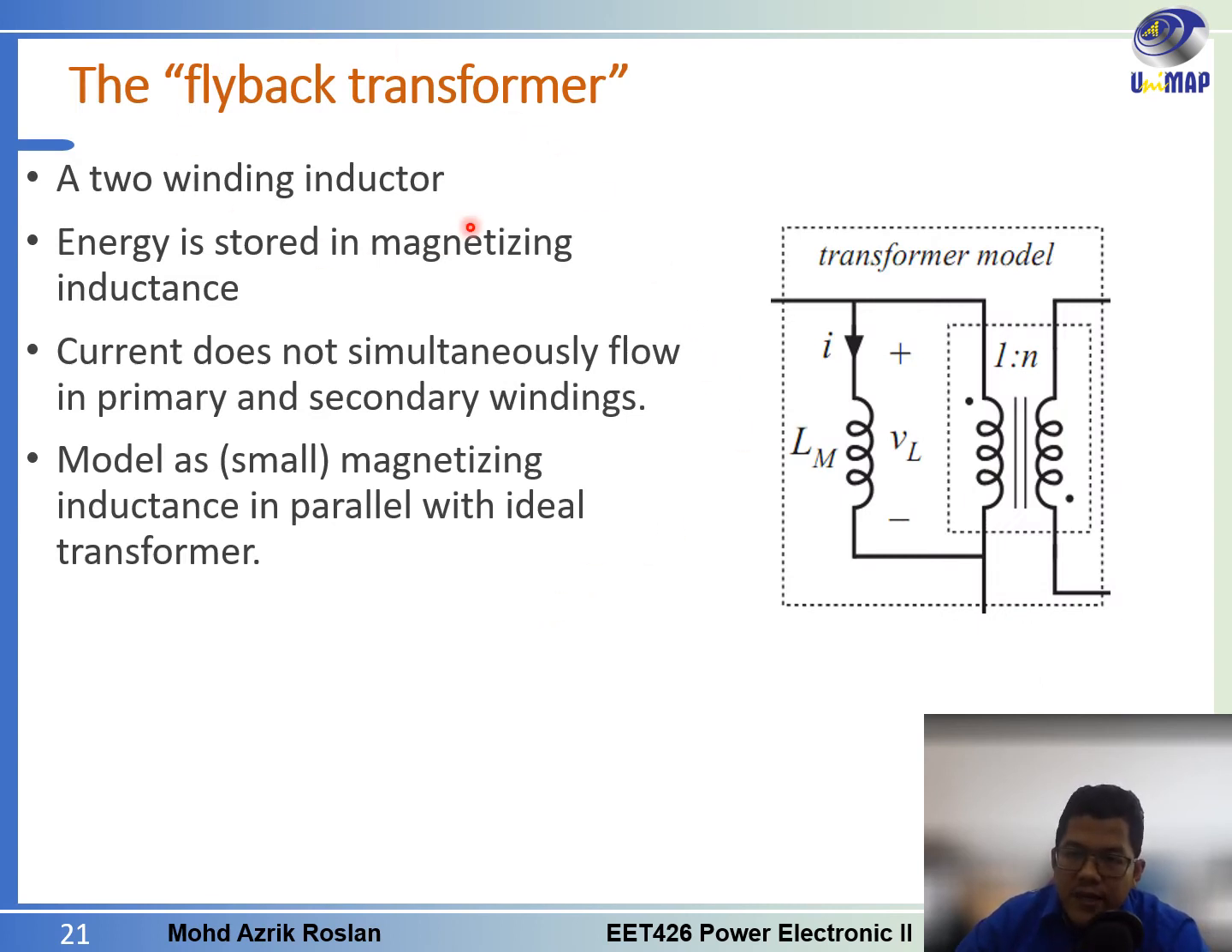So basically the flyback transformer is just a two winding inductor, separated in terms of transformer primary and secondary, and energy is stored in the magnetizing inductance here. The current does not flow simultaneously in primary and secondary. During the turn on time, the current flows here and the energy is stored here. And then when the switch is off, the energy inside this inductor will be transferred to the secondary side.